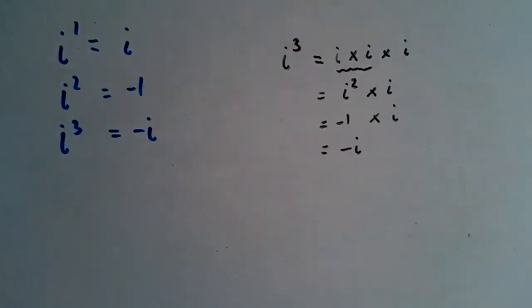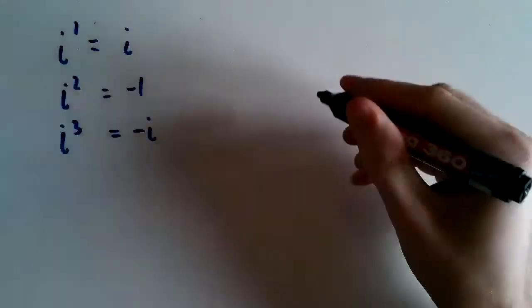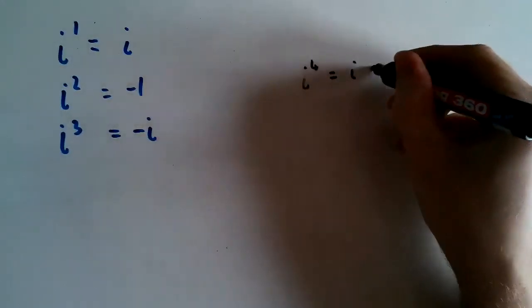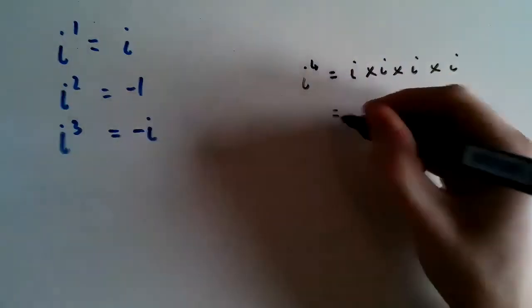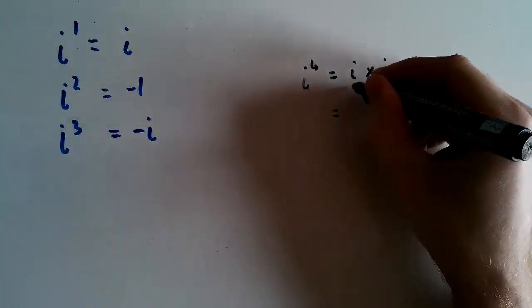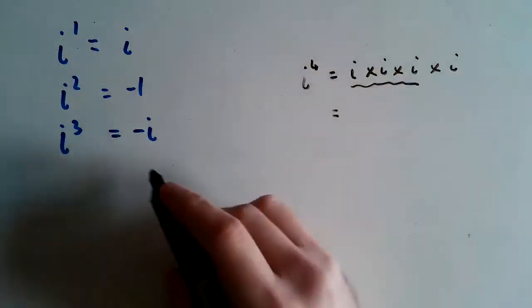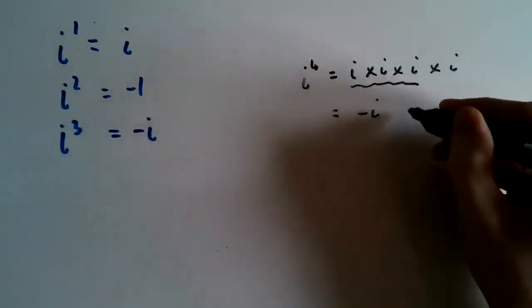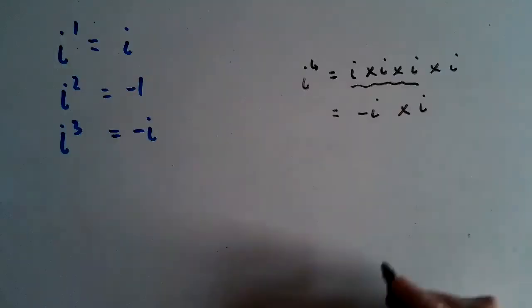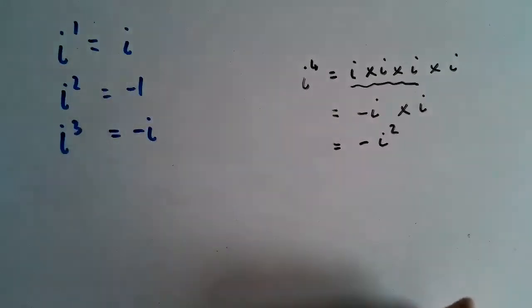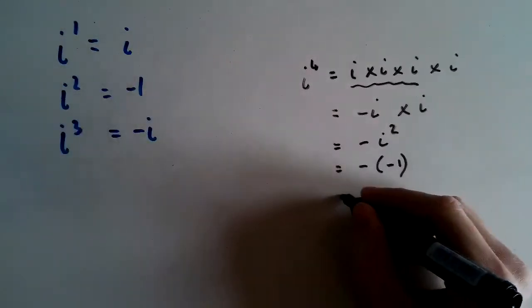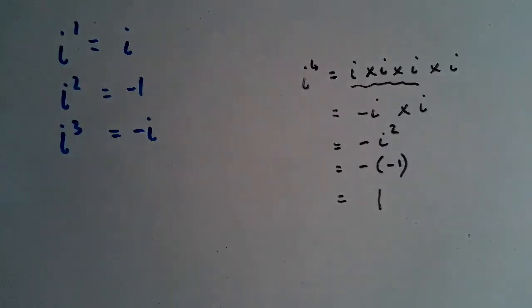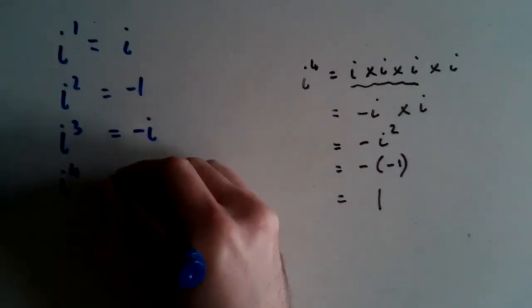Okay, let's look at i to the 4. So i to the power 4 means 4 i's. So if I put 3 of them together, that gives me minus i. So I've got minus i times an i, which gives me minus i squared, which gives me minus 1, which gives me 1. So i to the 4 gives me 1.